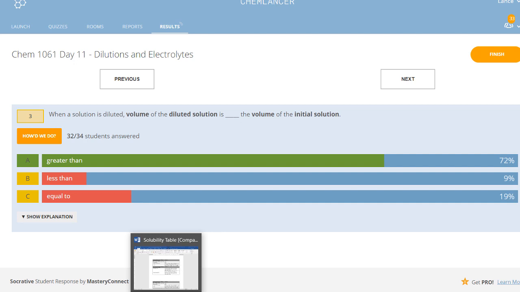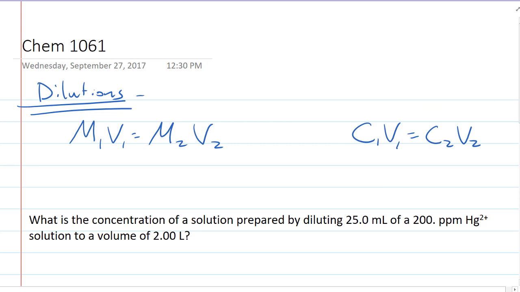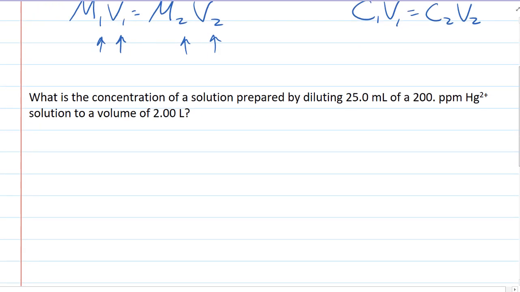Because, of course, as we look at this, this is an inverse proportion right here. This represents an equation of an inverse proportion. As one goes up, the other goes down. And by the way, a subscript of 1 stands for initial or before dilution. A subscript of 2 stands for final or after dilution. Okay, so let's go ahead and do these.